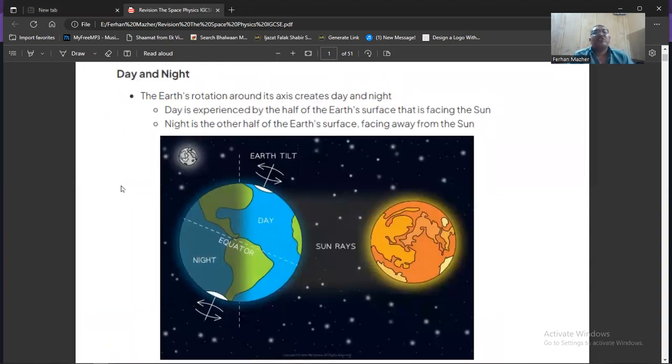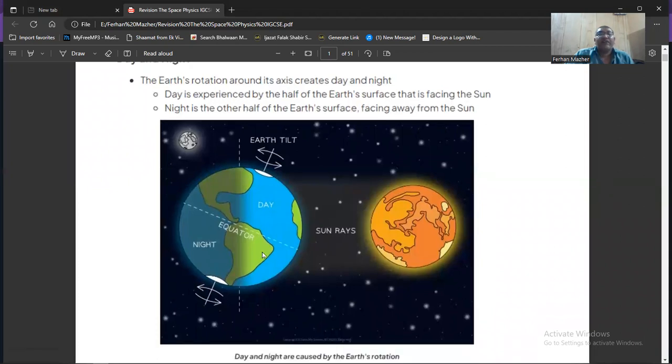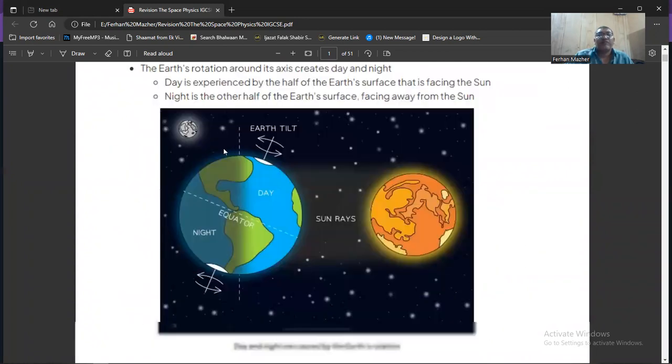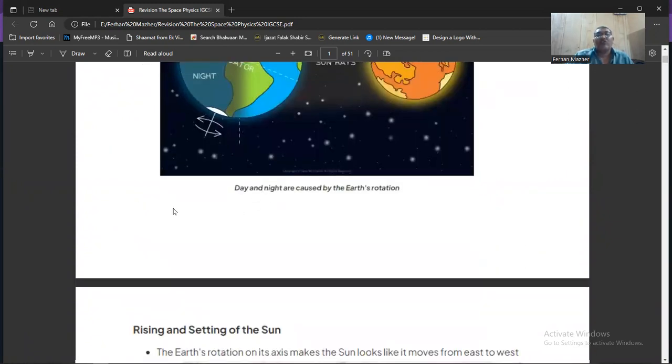Day and night: the Earth's rotation around its axis creates day and night. Day is experienced by the half of the Earth's surface that is facing the sun. Night is the other half of the Earth's surface facing away from the sun. So you can see in this diagram the face of the Earth which is facing the sun, here we will have the day, and this face which is facing away from the sun, here we will have the night. So you can see this is the vertical axis, and this is the axis of the Earth which is tilted, and this angle is 23.4 degrees. So day and night are caused by the Earth's rotation.